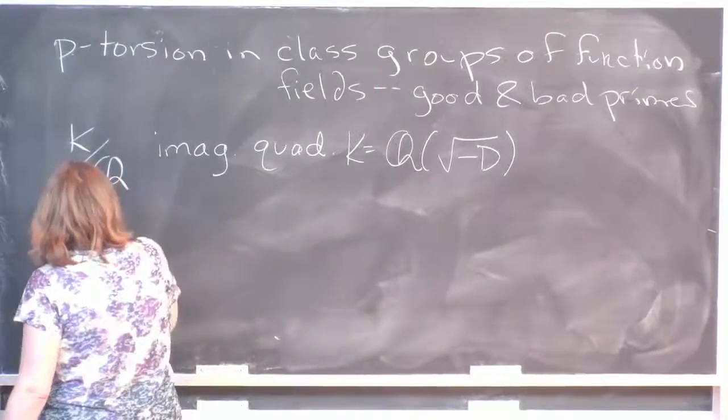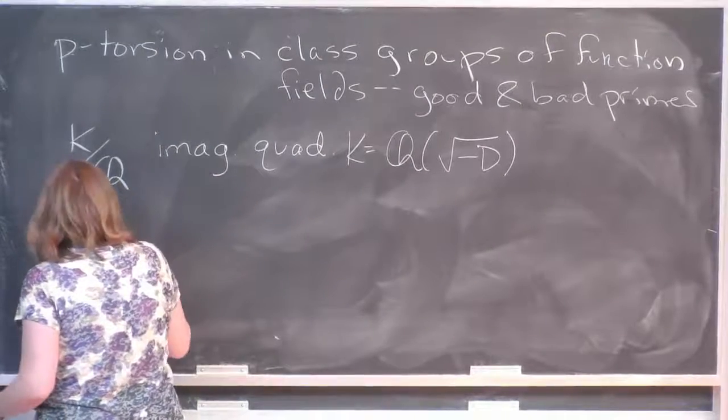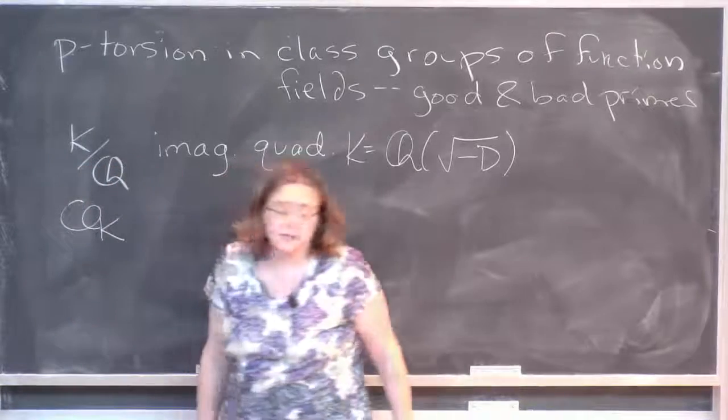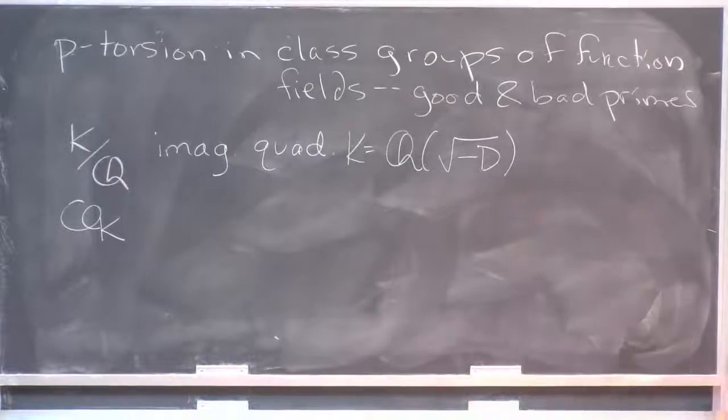has a class group, a finite abelian group. I'll write it class group of K. That controls a lot of the arithmetic of the number field. So it's some finite abelian group.